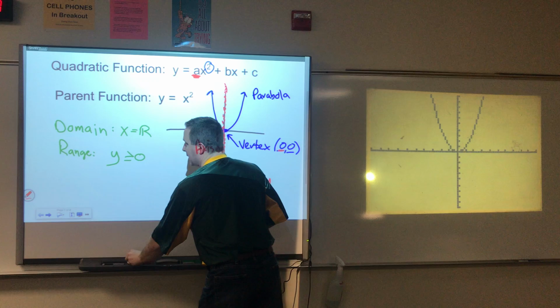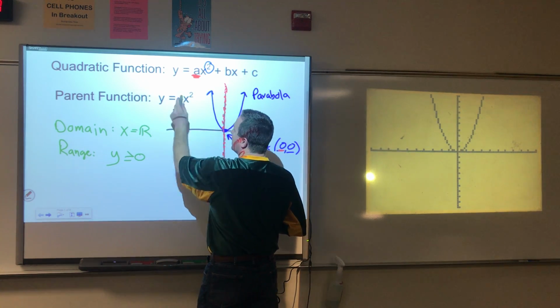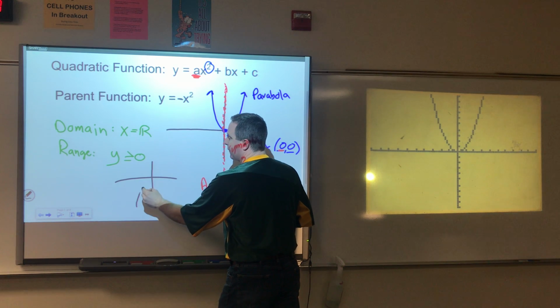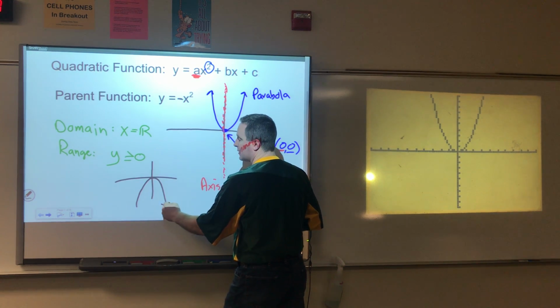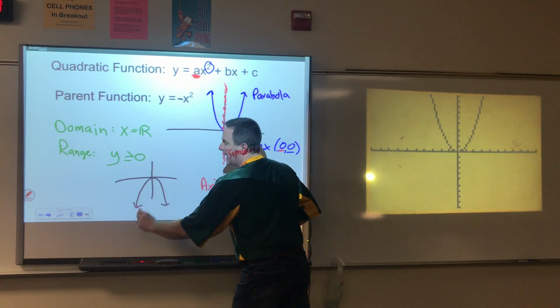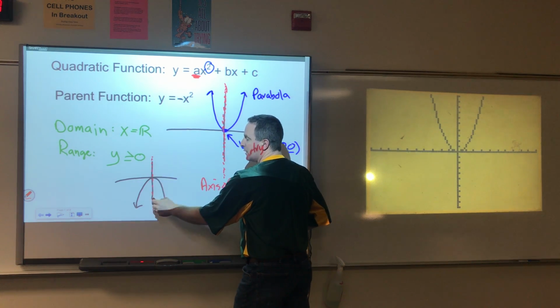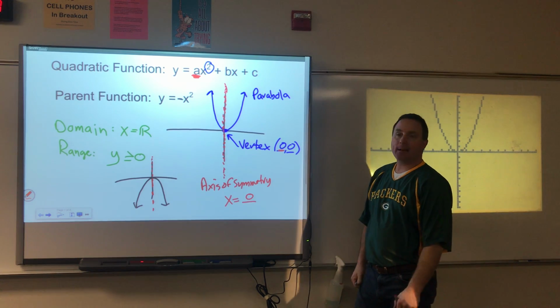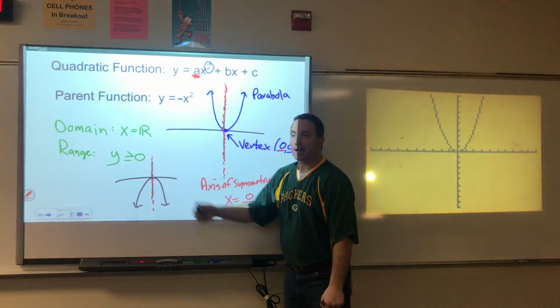Just out of curiosity, what if this was a negative x squared? How does that change my graph? The parent function would look something like this. Does it still have an axis of symmetry? Yep, it'd still be at x equals 0. How about domain and range? Oh, by the way, is the vertex still at 0, 0? Yes.